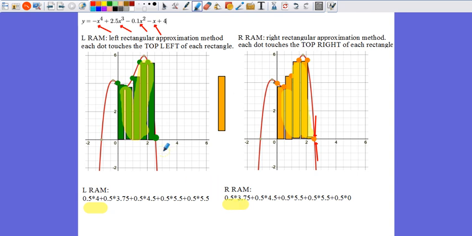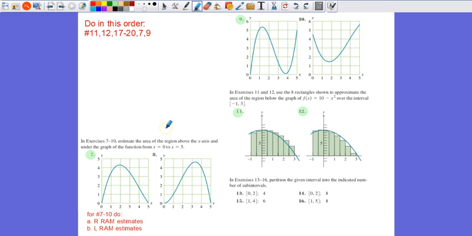All right, folks, I think that pretty much wraps up today's lesson. I want you to do these problems in this order, the ones you see, 11 and 12. Actually, there is an equation.